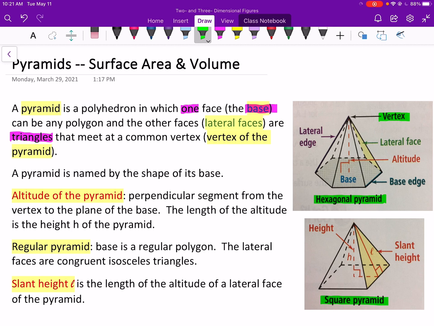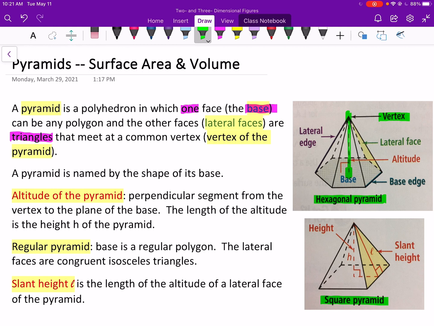The altitude of the pyramid is a perpendicular segment from the vertex to the plane of the base. And I will tell you, when you drop that straight down and it makes a right angle, it will end up intersecting that base in the center of the base, right smack in the middle.